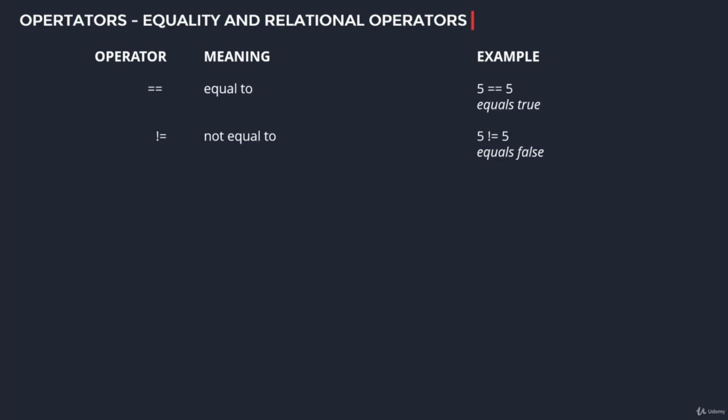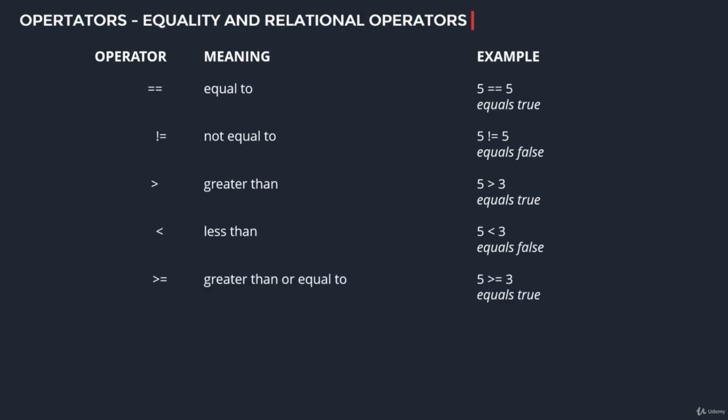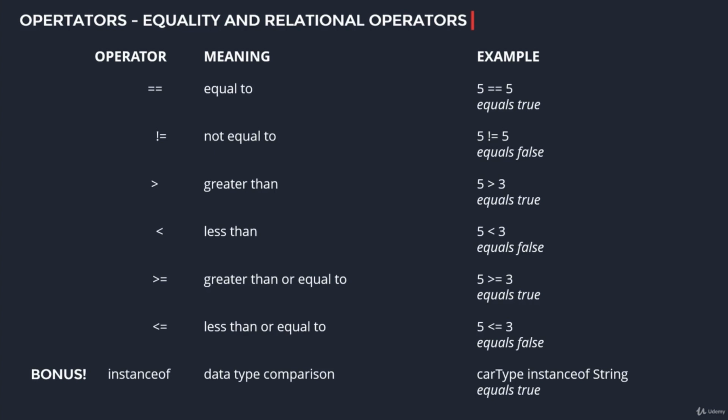So third and fourth, greater than and lesser than. I think I don't have to tell you how they operate. The next two are greater than or equals and less than or equals to. These are also well known in math. And the last one is a bonus, and it is used for data type check. For example, you can check whether a variable's data type is a string or any other object type. But we will get back to this a bit later.